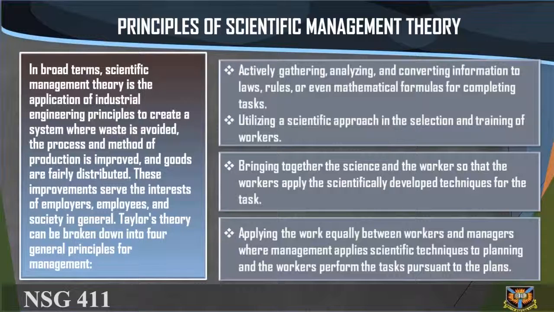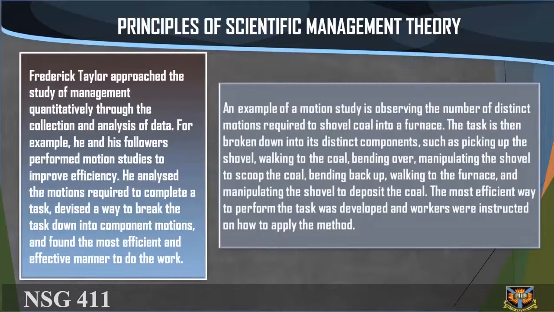Taylor's theory can be broken down into 4 general principles for management: actively gathering, analyzing, and converting information to laws, rules, or even mathematical formulas for completing tasks; utilizing a scientific approach in the selection and training of workers; bringing together the science and the worker so that the workers apply the scientifically developed techniques for the task; applying the work equally between workers and managers, where management applies scientific techniques to planning and the workers perform the tasks pursuant to the plans.